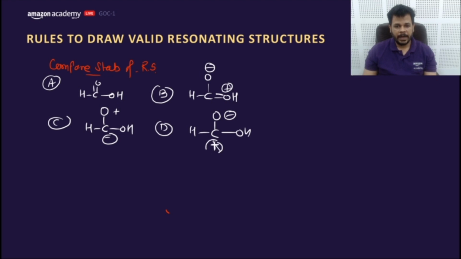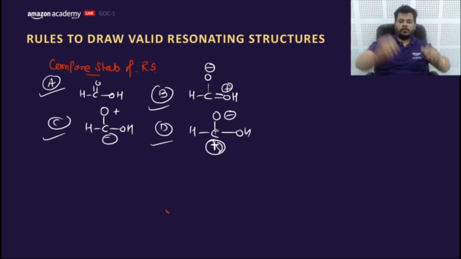What would be the correct order of stability of all four resonating structures? Let's write in the comment box.